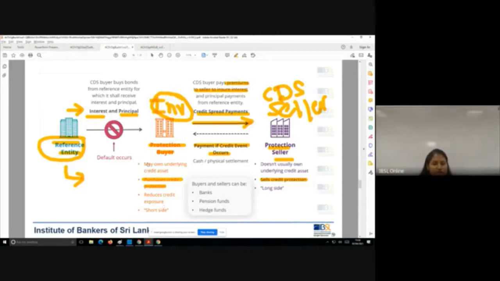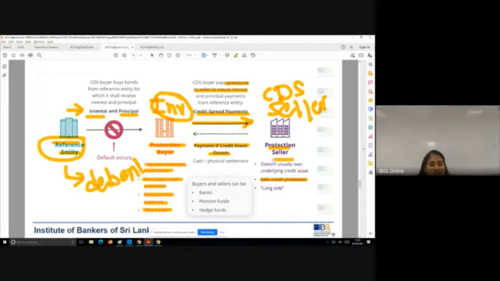Let's go through this. They may own underlying credit assets. So they are the ones who hold, let's say, a debenture. They are the ones who purchase the credit protection. They are able to reduce the credit exposure due to the CDS. And here they have mentioned short side. What do you mean by short side? Short meaning selling. What are they selling? The protection buyer buys the CDS and sells the credit risk.